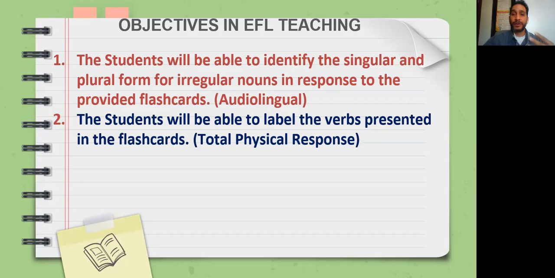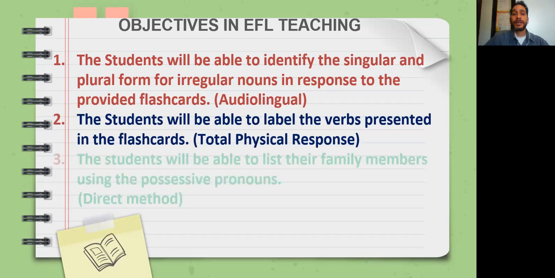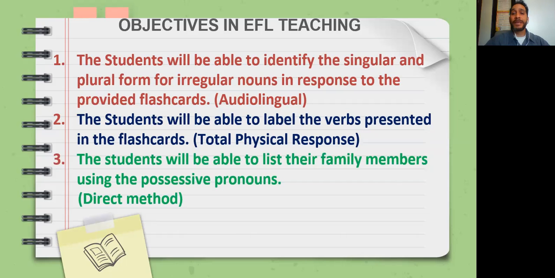Now, as far as the third objective is, the students will be able to list their family members using the possessive pronouns. Now, the method is the direct method. In this method, the target language, which is English in this case, is used directly by the teacher. So, the teacher speaks English in the classroom in order to transfer the real language in real situations for students.